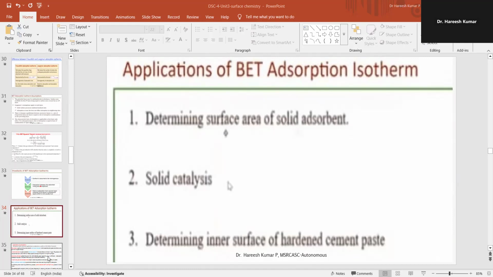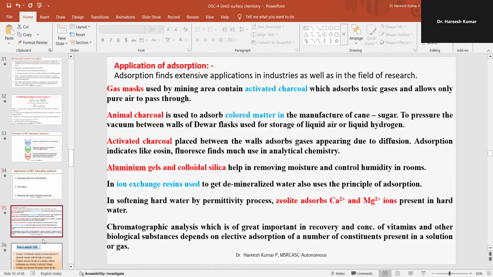Then let's look into the applications of adsorption. Adsorption finds extensive application in industries as well as in the field of research. Gas masks used in mining areas contain activated charcoal, which adsorbs the toxic gases and allows only pure air to pass through.